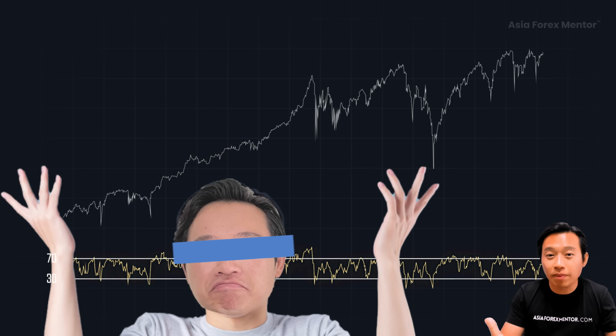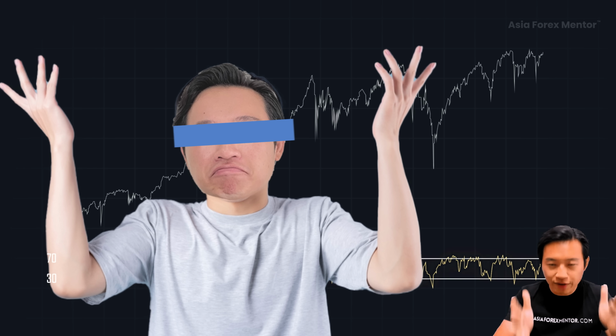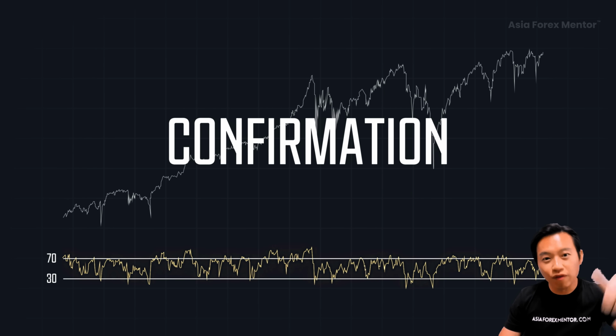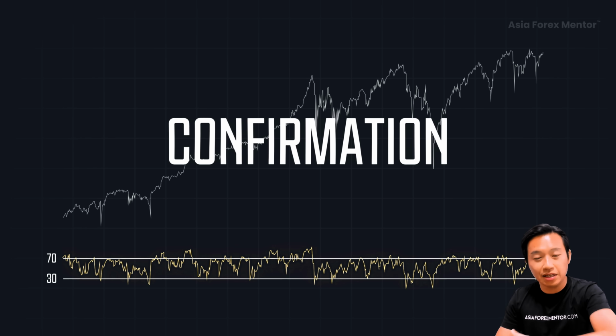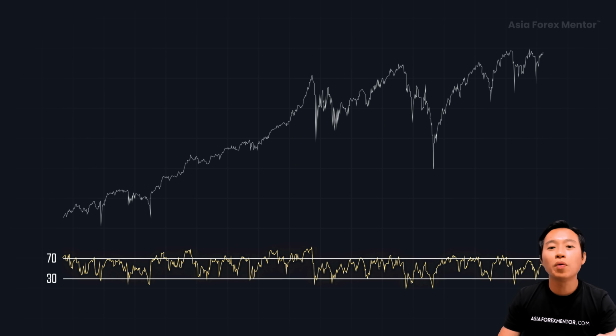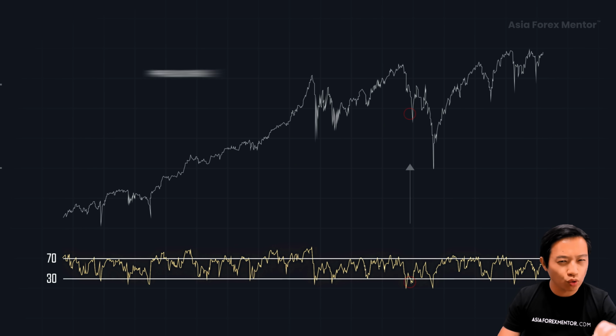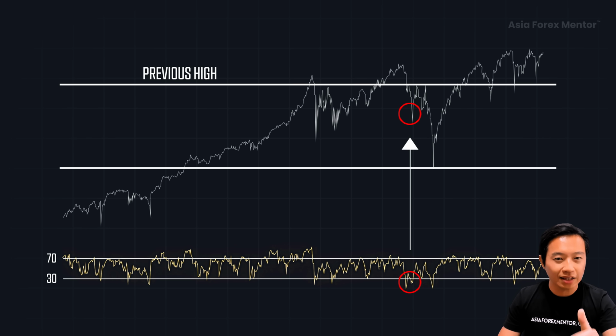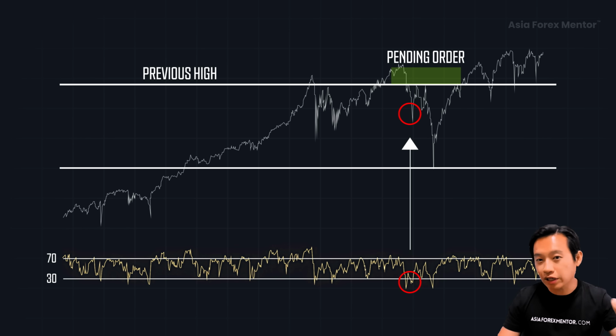However, we don't just want to buy blindly, right? We always want to wait for confirmation to avoid further drops in the market itself, isn't it? So what we've got to do is wait for the market to show strength before we enter the trade. So what you can do is place what? A pending order, a buy stop order above the previous high. So this would confirm that the market is going in your favor.